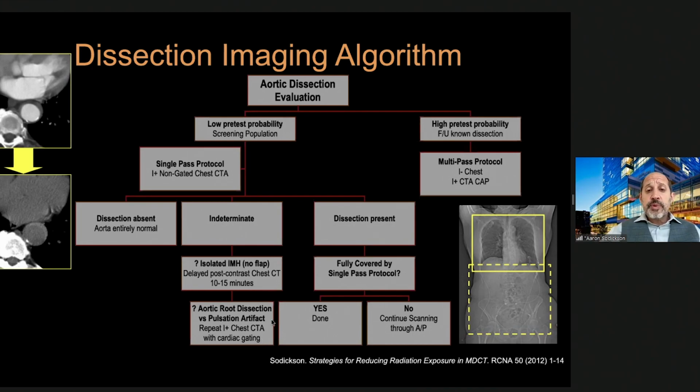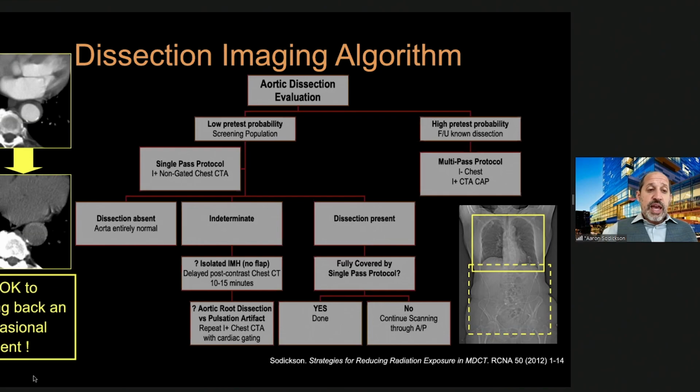The other question that people get concerned about is what about aortic root dissection or pulsation? This is really not much of a concern with current day scanners that are optimized to maximal scan speed, high pitch, fast gantry rotation. We have very little motion artifact, and what we do see is pretty easy to recognize as artifact.